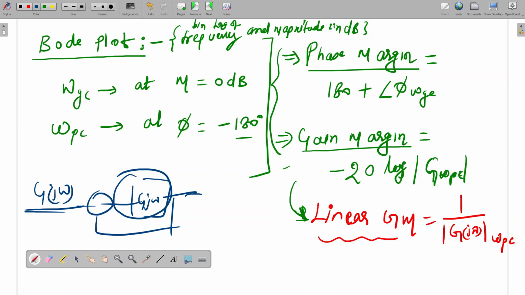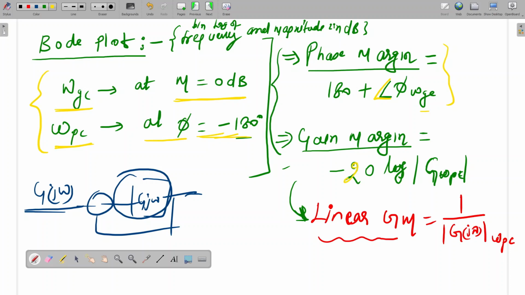Some rules are there. Gain crossover frequency is the frequency at which the magnitude line crosses 0 dB. I think all of you know this already from the video lectures, but I am just revising. Phase crossover frequency is the frequency at which the phase plot is crossing minus 180 degree. And this is the phase margin formula: 180 degree plus the phase angle at omega gc, the gain crossover frequency.